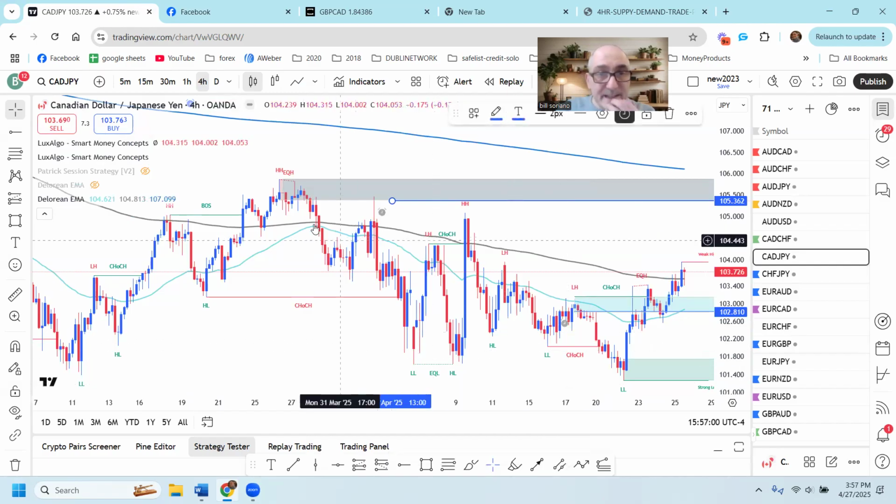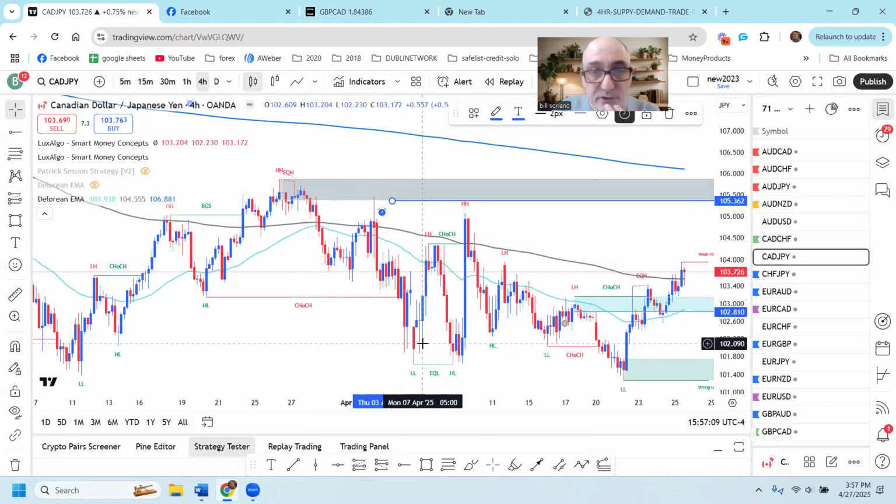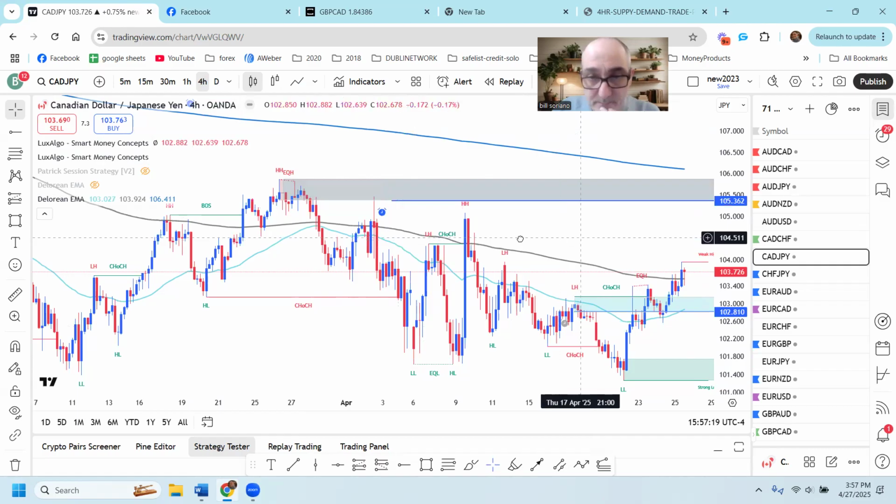Now, some people might say, hey, Bill, look how this came down, and it looks like it's already mitigated that zone. Well, that happened before you had the break of structure. So when that got up to there, this was not a supply zone yet. It doesn't become a supply zone until you get this break down here, and then that comes on.